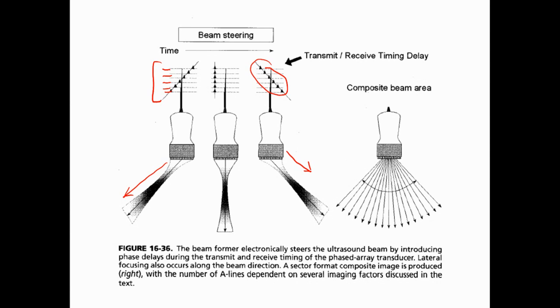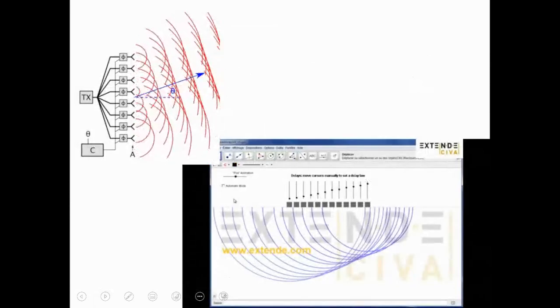And if you control the phases a little bit intelligently, you can also just make it go straight out, but kind of get focused into the middle. So it's beam steering and beam focusing based on what order you fire all those elements in. It kind of looks like this.